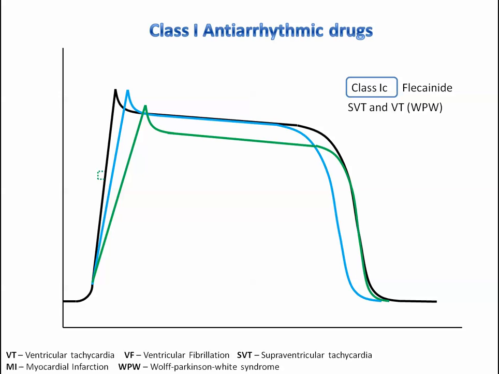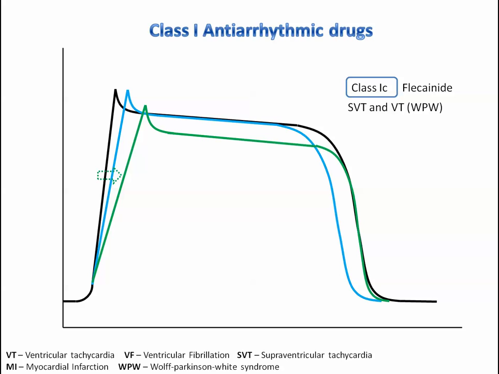Class 1C drugs have the strongest sodium channel blockade, so they have a very slow rate of dissociation from the sodium channels, so they produce an almost constant level of blockade of the sodium channels, and so they have the most potent effect on the rate of depolarization of the cardiac myocytes. And they don't alter the action potential duration at all.